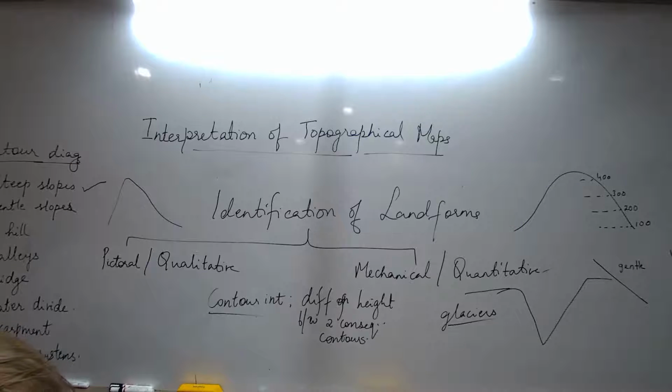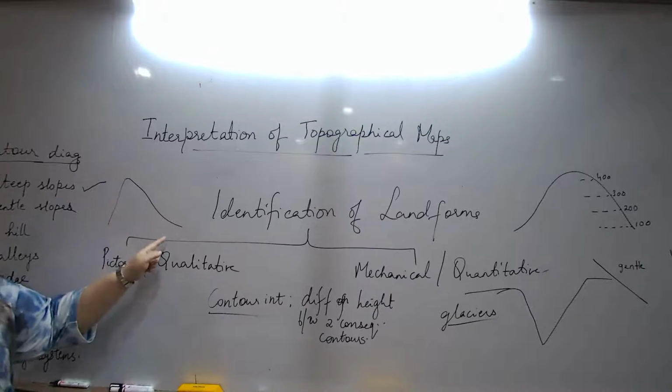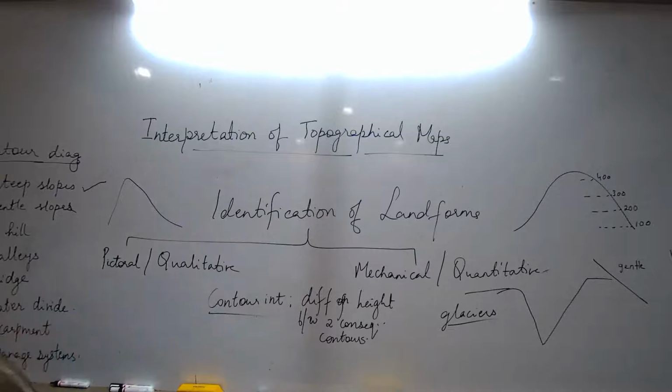Then, sometimes erosion by running water leads to the formation of V-shaped valleys on the dip side of an escarpment. Dip side is which side? This side. Such an escarpment is called dissected scarp.